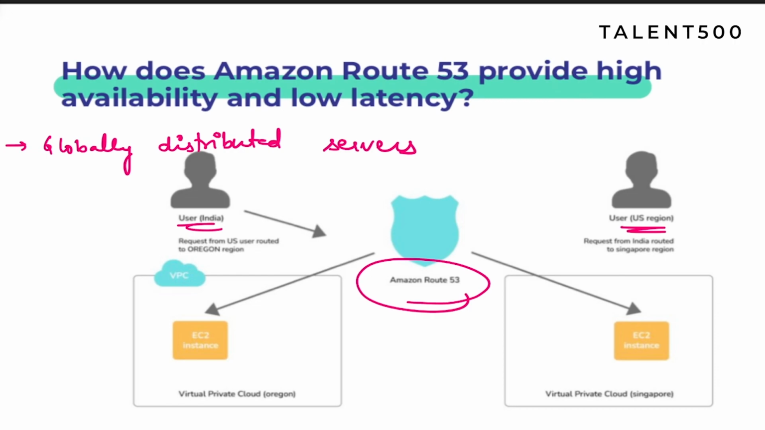And how is it actually able to do that? With the help of the DNS server. Of course, this one is going to have some local DNS server, and this one is going to have some local DNS server. And how is that going to help us? By providing some low latency. So that is how your globally distributed servers are going to be helpful.